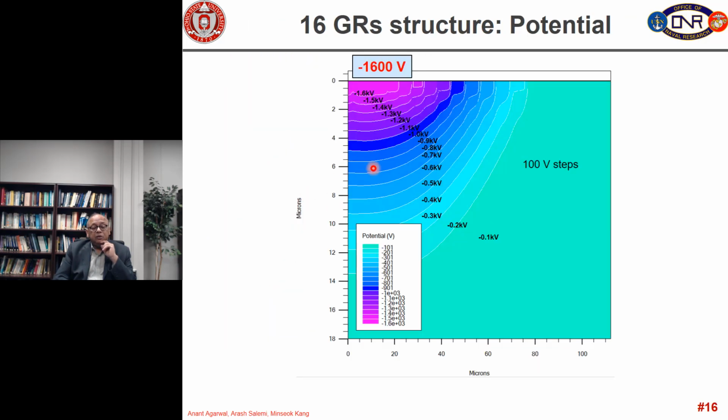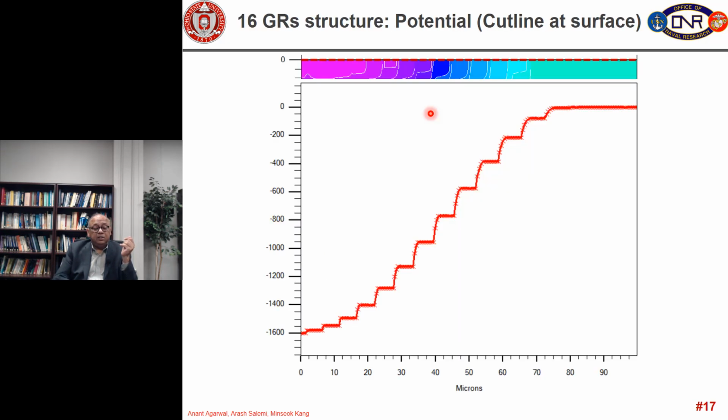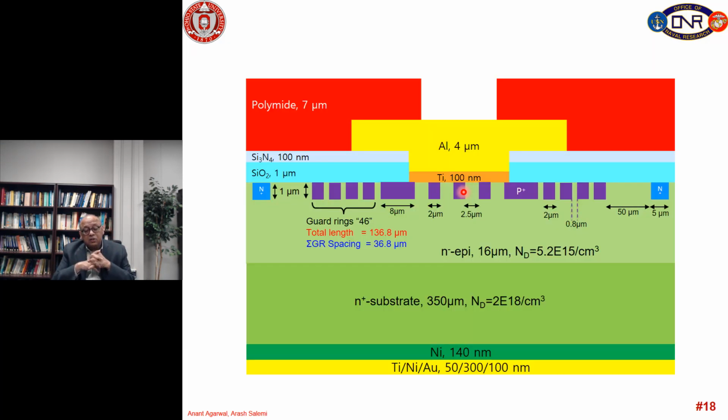And you can see the potential contours for the 16 guard ring structure. You can see that these potential lines come very close to each other, and that basically shows that the electric field is getting concentrated there. And you can see how the potential divides up along the guard rings. The middle guard rings take a lot of voltage because these voltage steps are higher, and therefore they have higher electric field as we saw. So let us stop here.